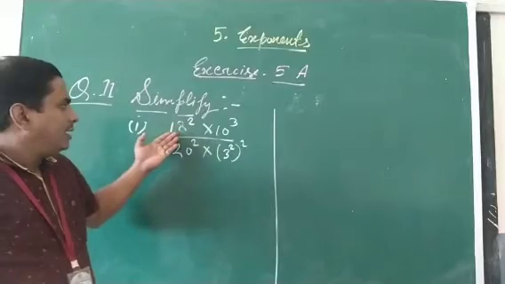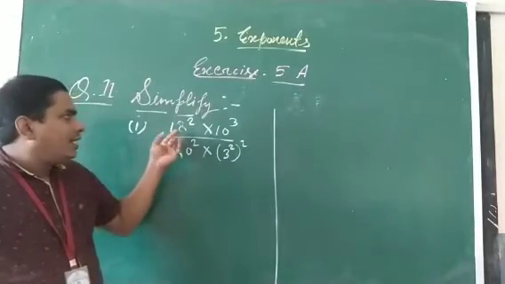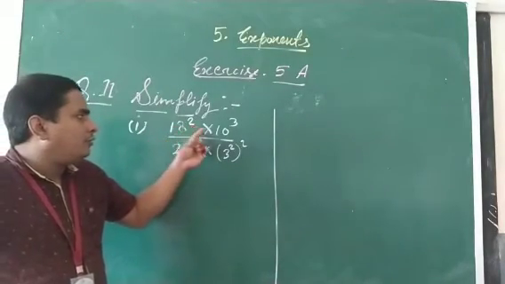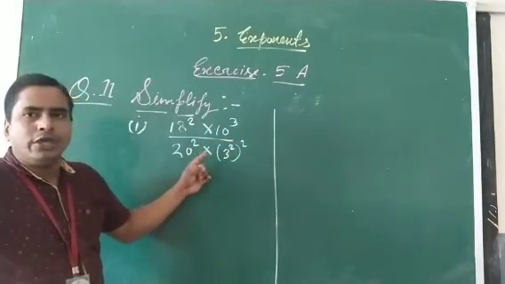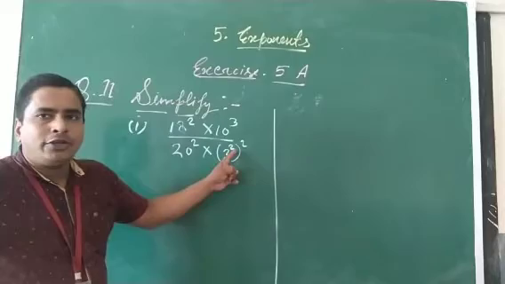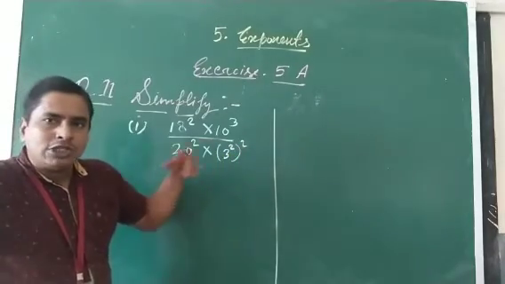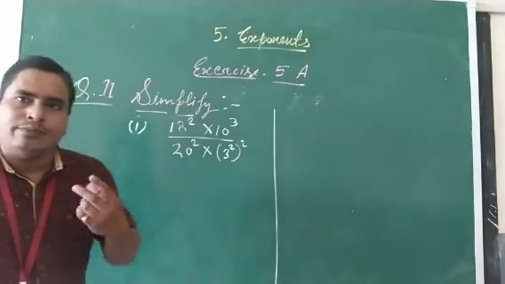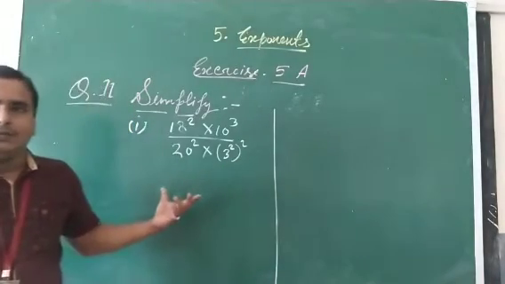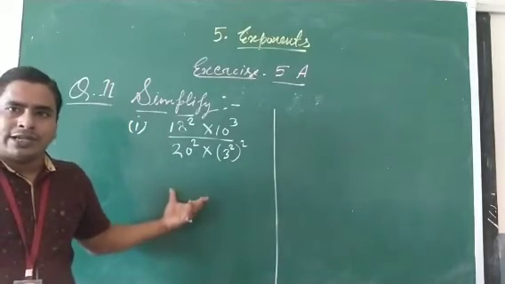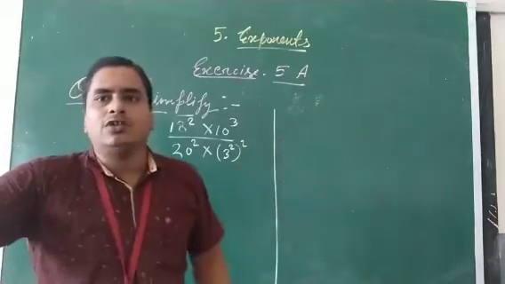Simplify. First question, what is given? 18 to the power 2 into 10 to the power 3 upon 20 to the power 2 into 3 to the power 2 to the whole power 2. You can solve this question in two ways, two methods: either directly by factorization, or you can use the laws of exponent.